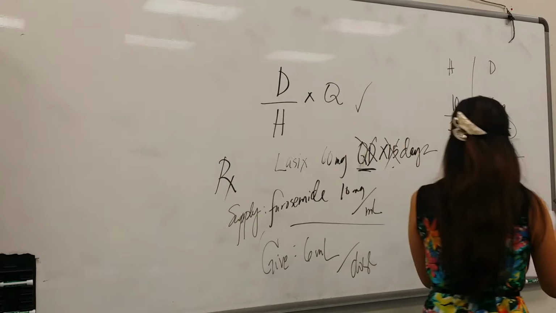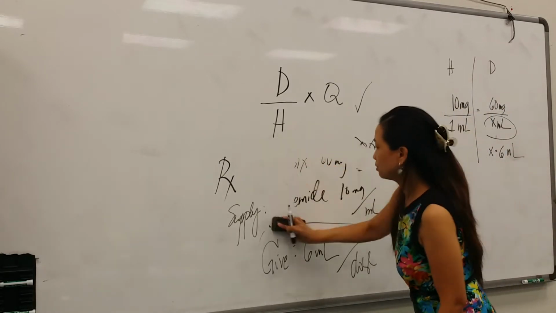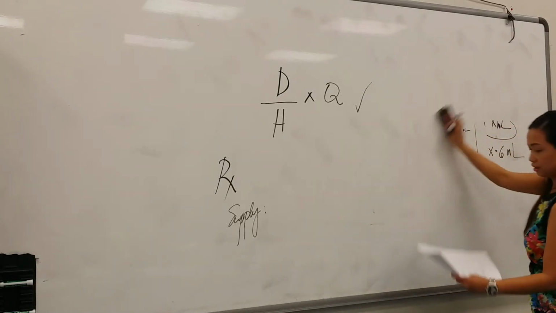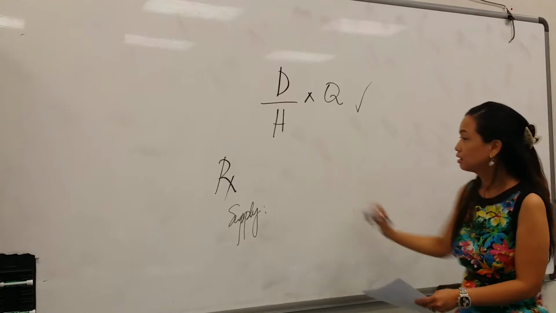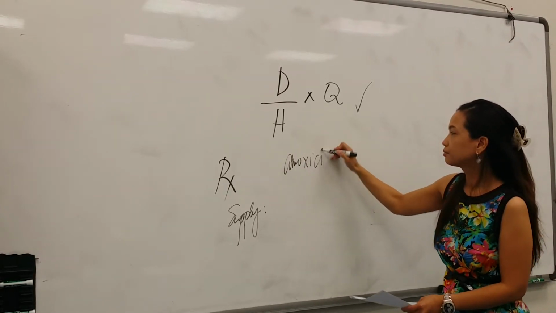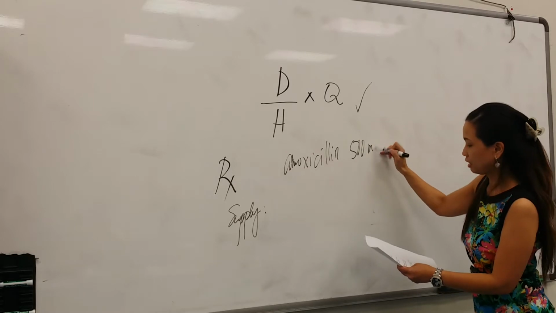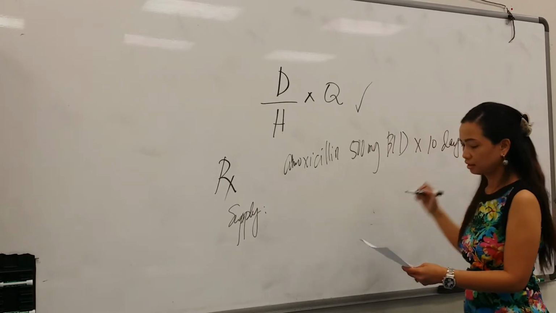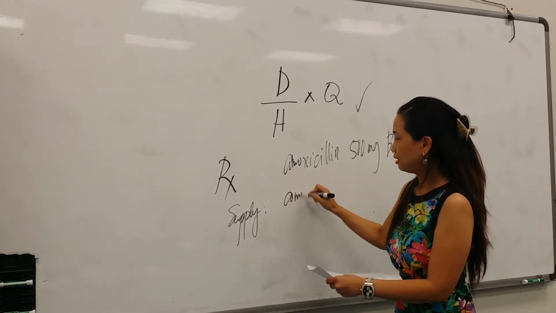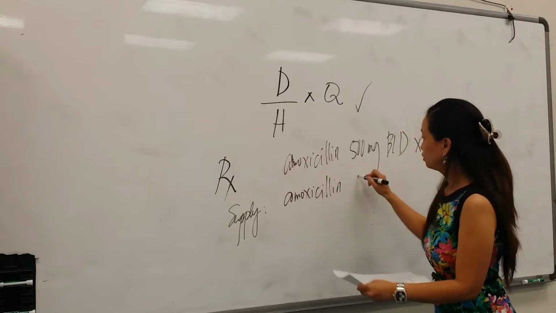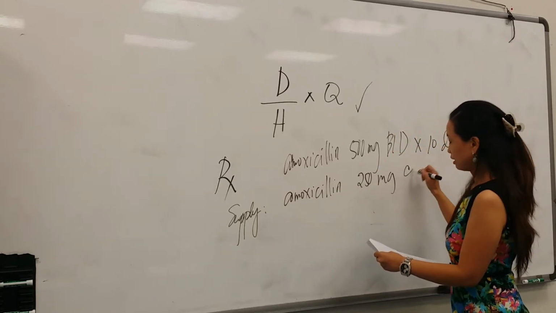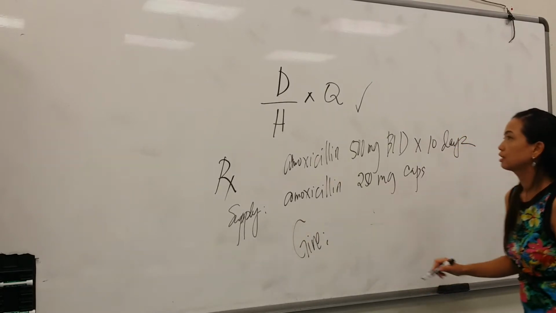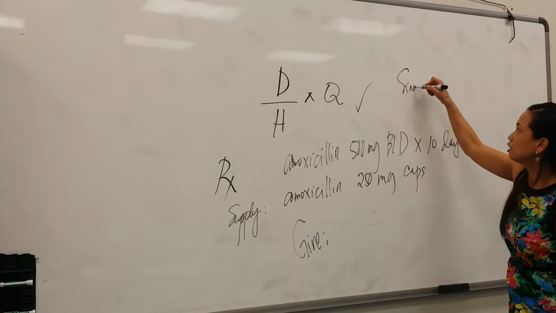Let's do a practice for single day. Your amoxicillin, which was my original example a while ago. Number 10, single day. So your amoxicillin, 500 milligrams BID times 10 days. Your supply is amoxicillin, 250 milligram capsules. How much do you have to give to the patient? This one is single day.